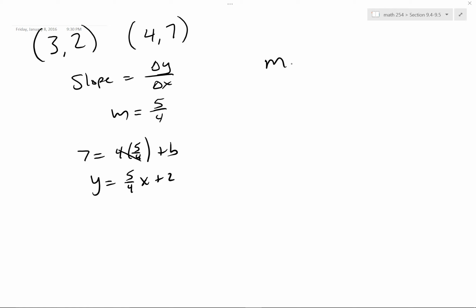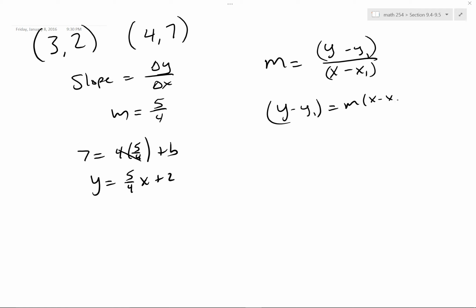Another way to do it is to write m equals y2 minus y1 over x2 minus x1, although I'm just going to leave those off for right now. Treat that as a number, so y minus y1 equals m times x minus x1, right? You've seen that before, probably. I'm sure you have at some point. And then if you subtract that to the other side, you get m times x minus x1 minus y minus y1, or something along these lines. The idea being that we could rewrite it in a fashion similar to this.